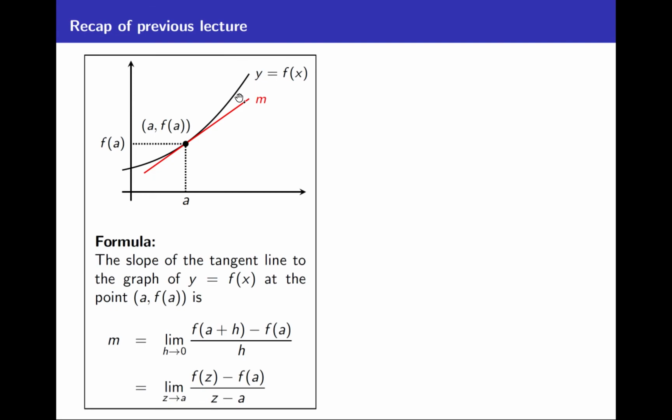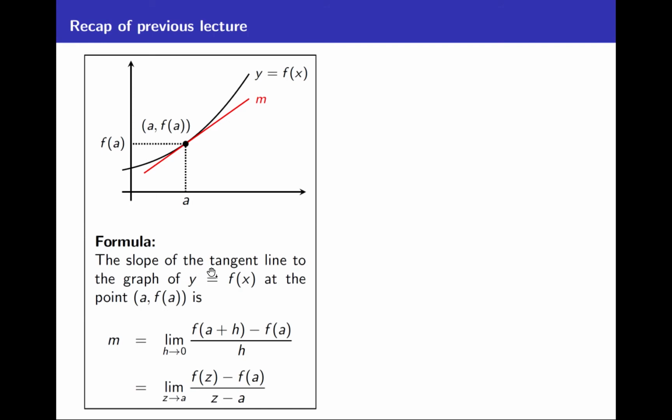We were concerned with the function y equals f of x, and we singled out a point a, f of a, on the graph of that function, and looked at the tangent line to the graph at that point. And the question was, what is its slope m? And we had a formula.